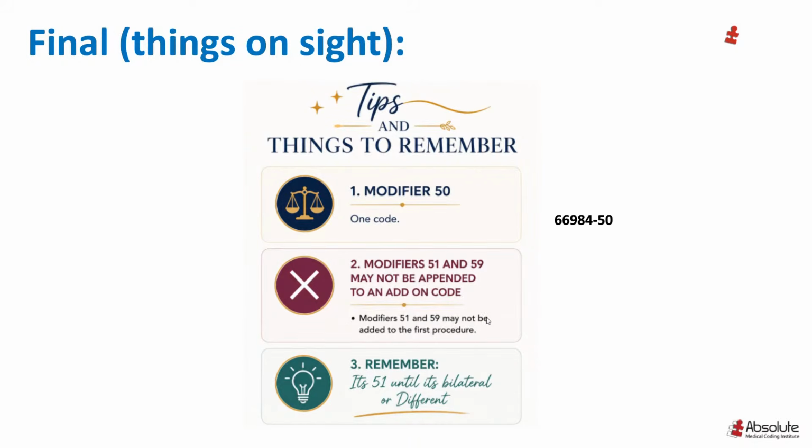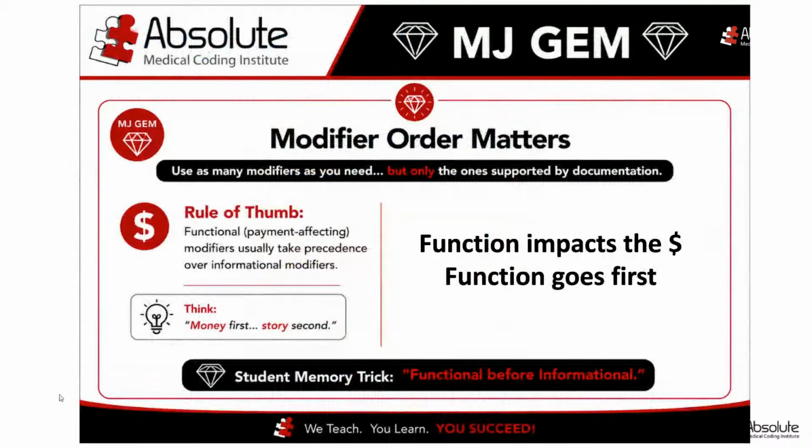Why does it say 51, 59? I'll fix that. So 50 can be appended to an add-on code. And finally, remember, it's 51 until it's bilateral or different. It's 51 until it's bilateral or different. And hopefully this didn't confuse you, but 50 and 51 cannot be sequenced first. 51 and 59 cannot be placed on an add-on code. And that's what I get for not checking.